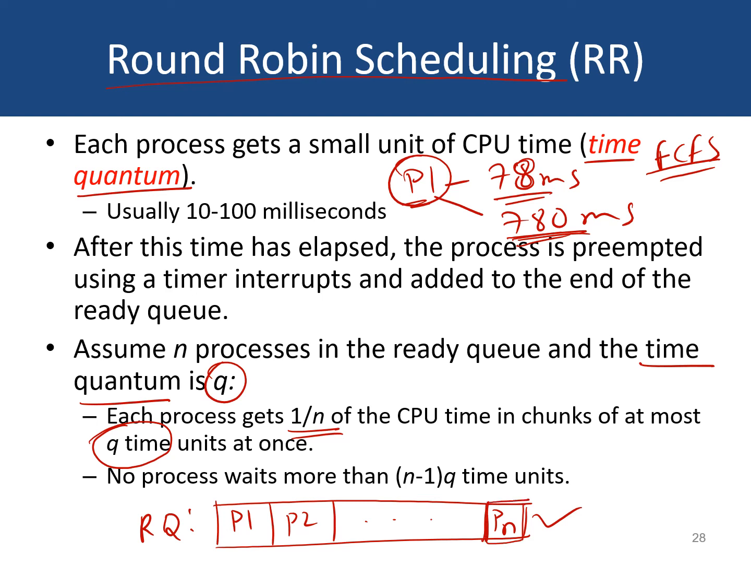Also, even if the process is, let's say, here at the end of the ready queue, each time quantum has a length of q time units, so the process will have to wait at most (n-1) times q time units before it's done. So these n-1 are the other processes ahead of this last process in the queue.